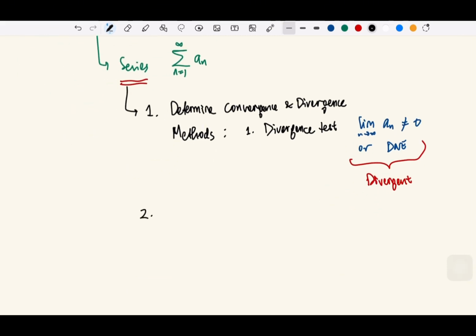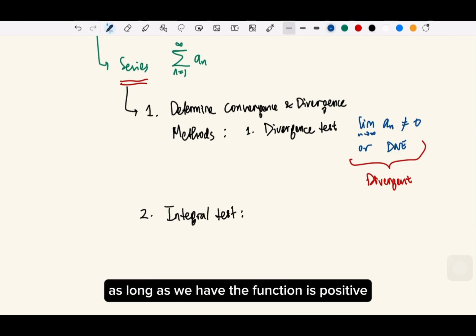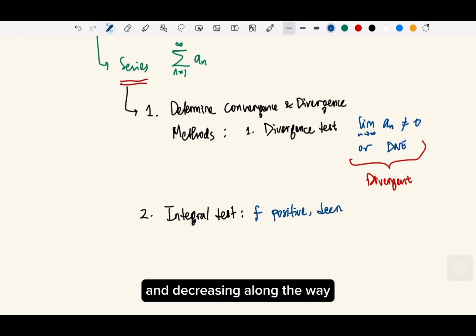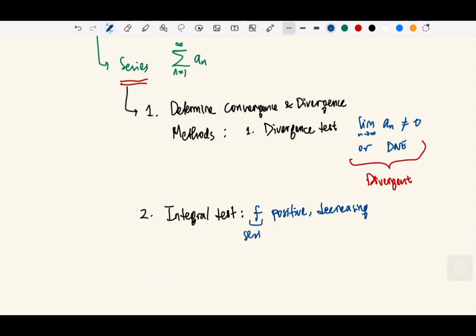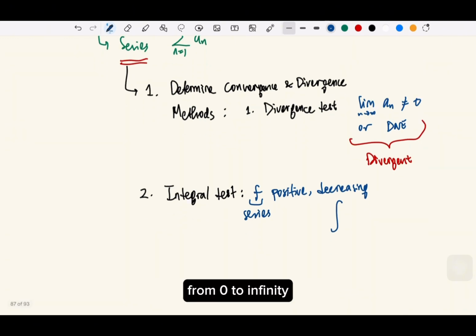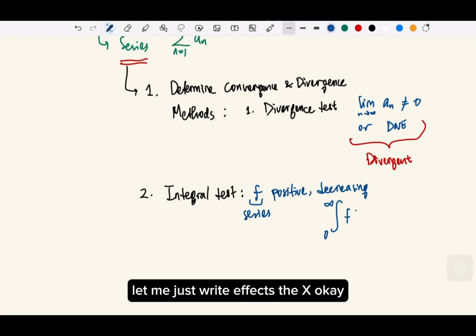We have integral test. As long as the function is positive and decreasing along the way, the function means the series. Then we can take the integral. Okay, you can take the integral test from 0 to infinity. Let me just write f(x) dx. Just f(x) is this series.